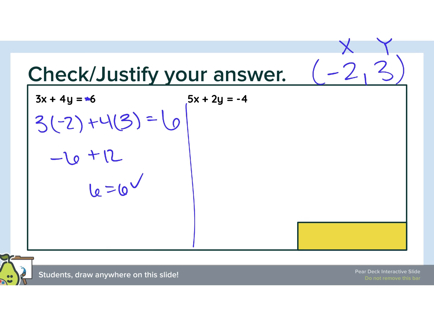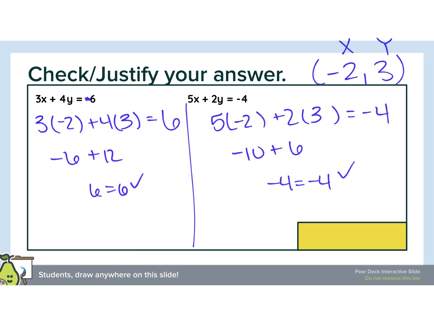First equation checks out. Second equation, the setup. Instead of variables, parentheses. Then we plug in for x a negative 2 and for y a positive 3. Negative 10 plus 6 is negative 4. They both check. We can put our answer in the box.